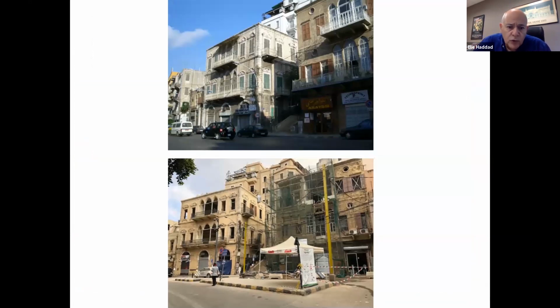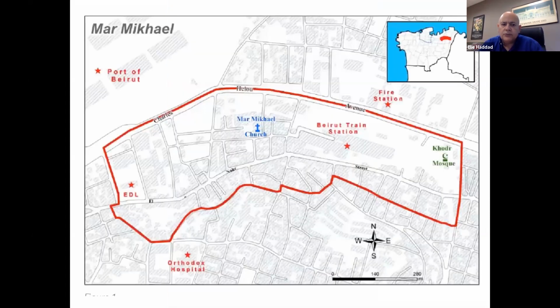At the very end of Gouraud Street, at the juncture with the Mar Mikhail district, you had basically historic mansions like these two beautiful buildings, and you see the before and after situation, which is quite sad, quite tragic for really this historic heritage that we have.